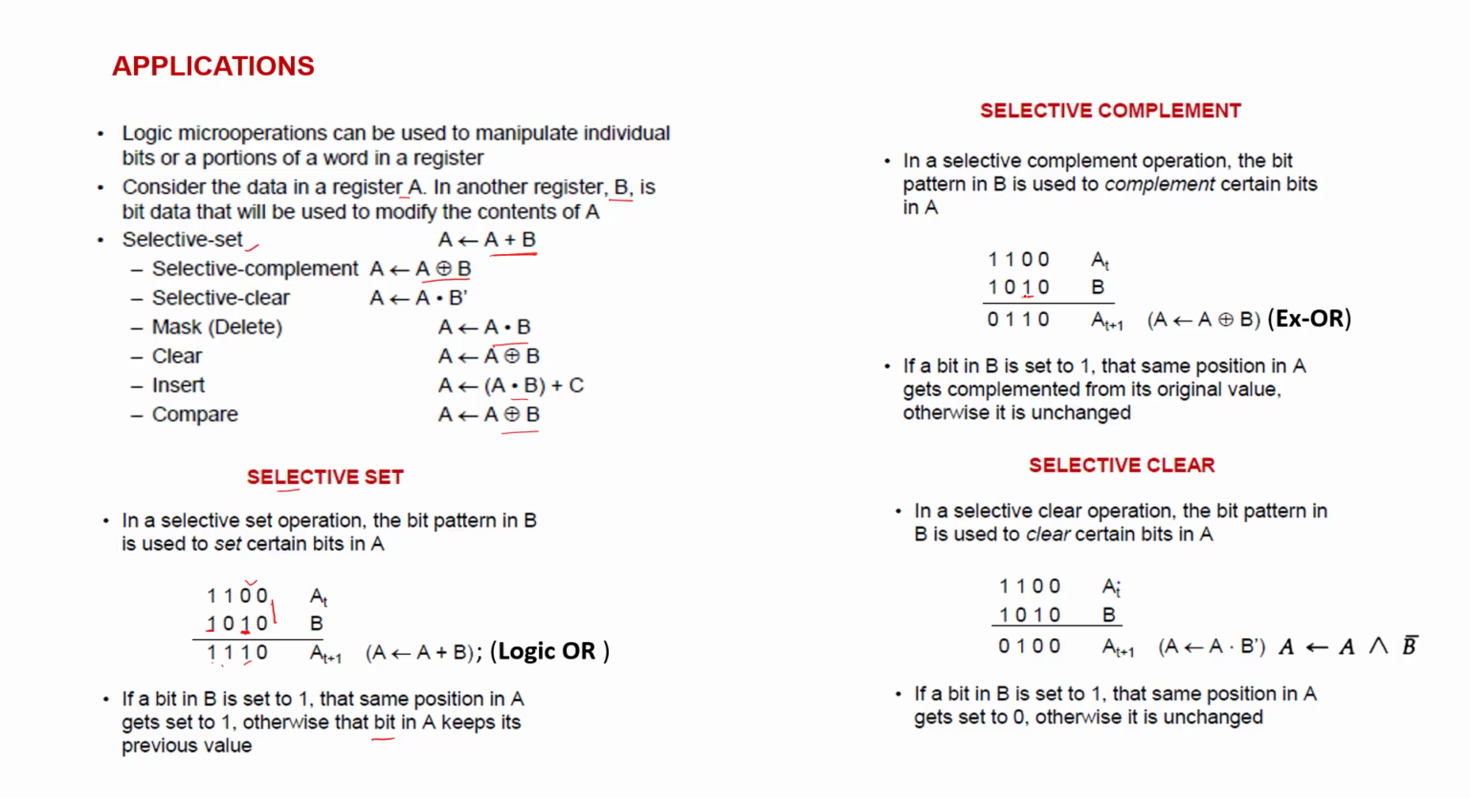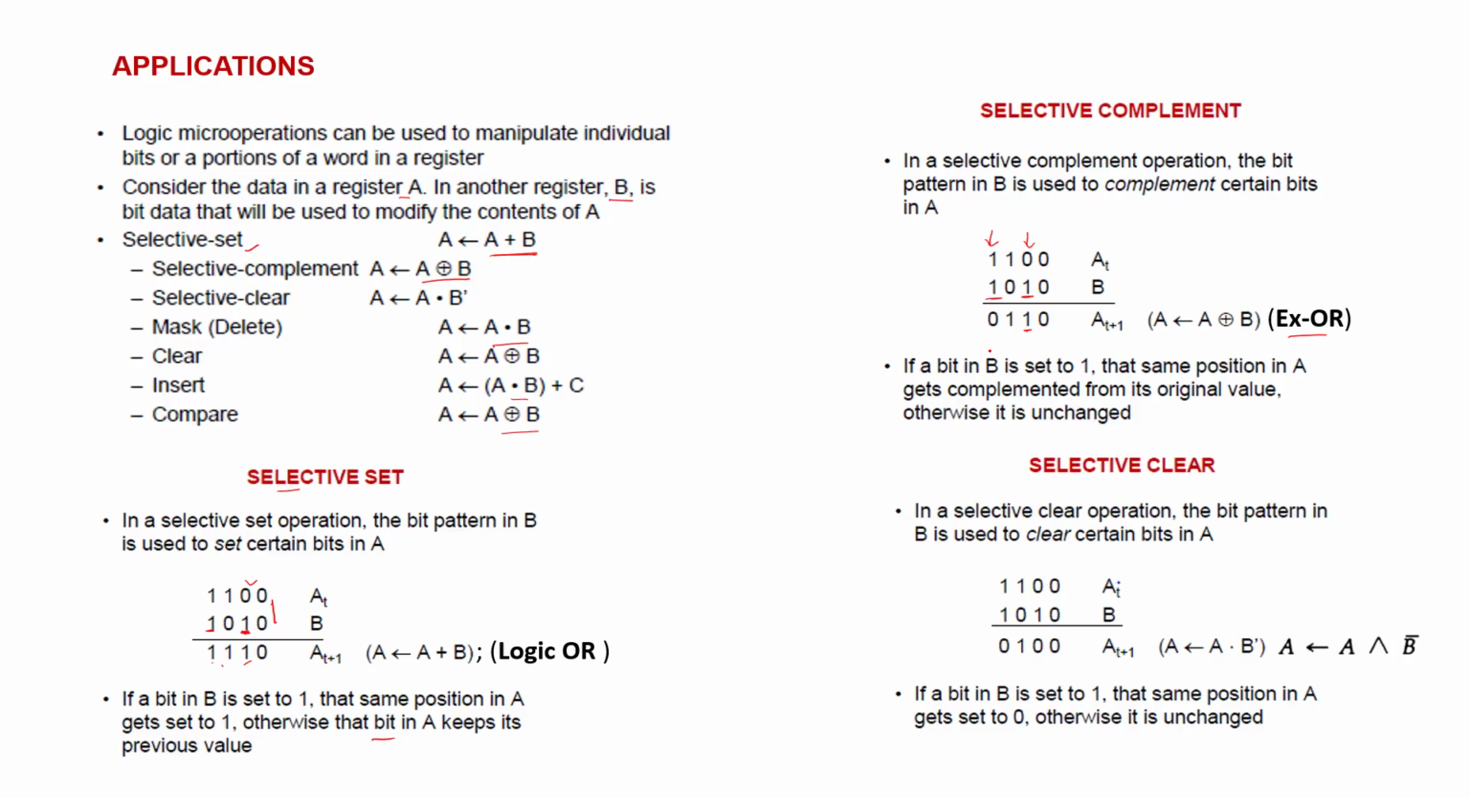So here you see that B is 1, A is 0, so it changed to 1. When B is 0, no change in the A bits. Now again B is 1 here, and A is what? A is 1. So this A will change to 0. So now here the XOR operation is performed. 0, 0 gives 0; 0, 1 gives 1; 1, 0 gives 1; 1, 1 gives 0.